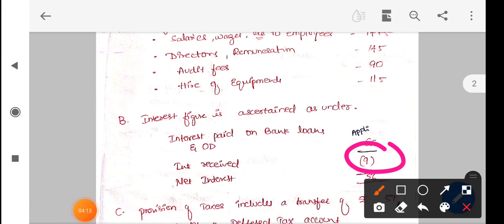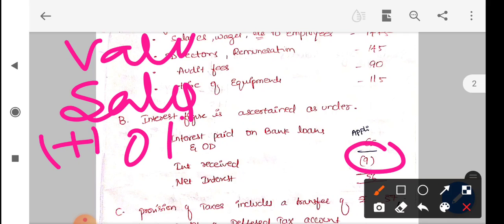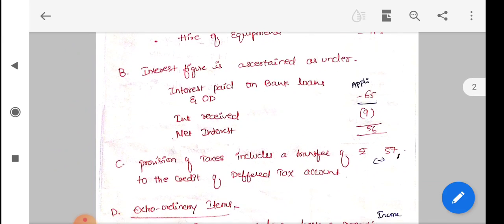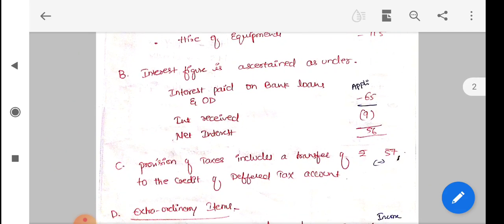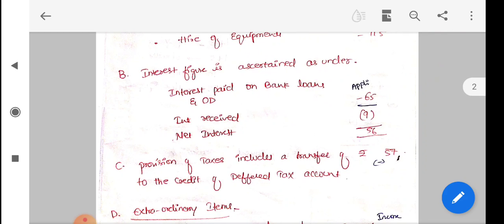All the incomes will be shown in the value added statement after sales. So we'll add other incomes now, and in that we have to show the interest received, which is 9. After deducting 9 from 65, the interest shown in the problem is 56. So we have to ignore this 56, we just have to segregate. First we have to show this in application, and this we have to show in the value added statement.